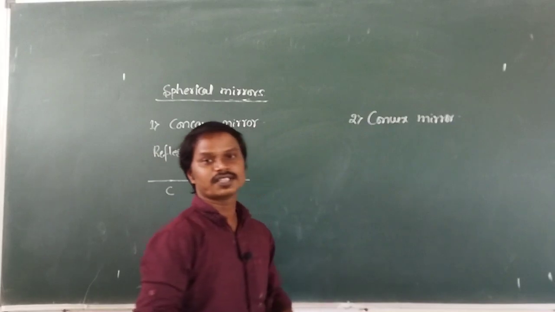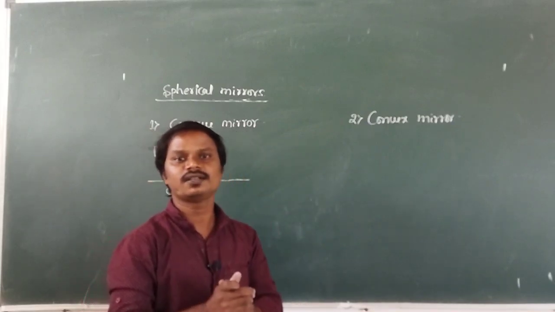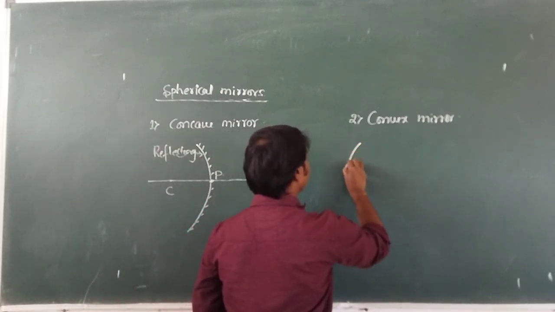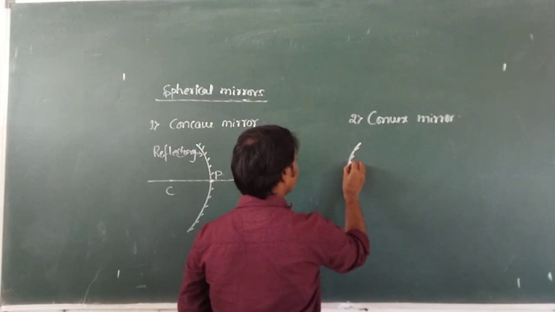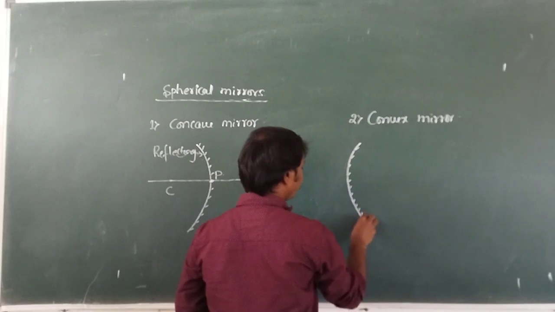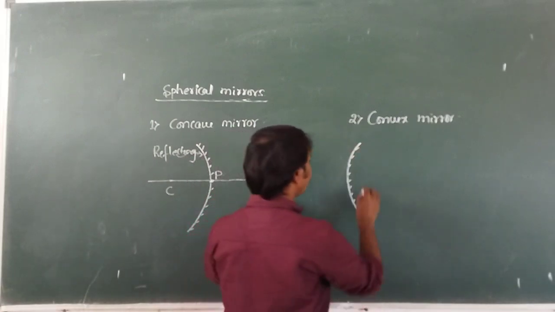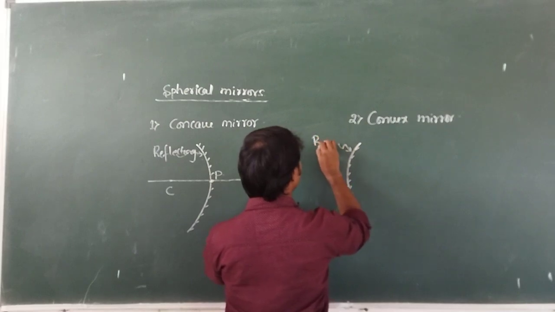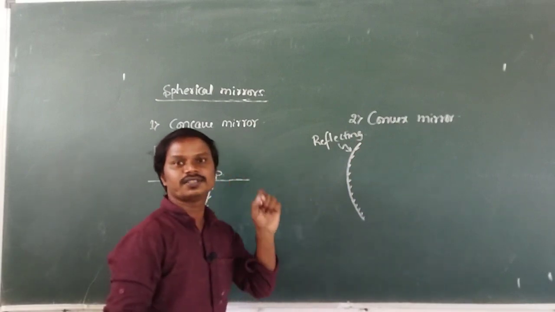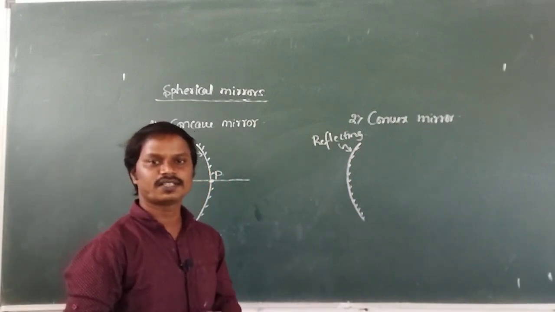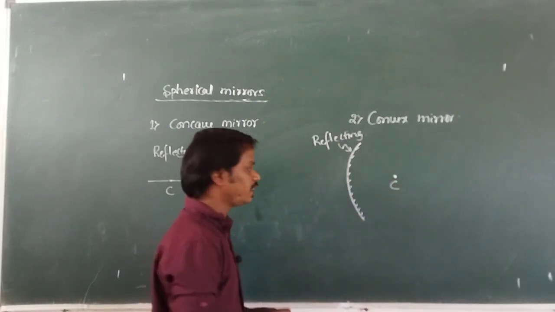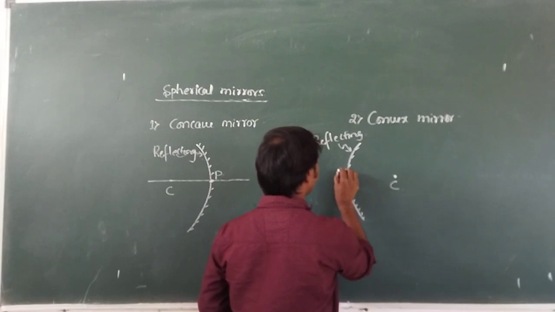And what is the diagram for the convex mirror? What do you mean by a convex mirror? It is a spherical mirror whose reflecting surface is away from the center of curvature. Then this surface is silvered or polished, and this unshaded surface is reflecting. What is the reflecting surface? The surface at which the reflection takes place is called the reflecting surface, and this is the center of curvature. The center of curvature is represented by C, and the midpoint of the spherical mirror is called the pole.